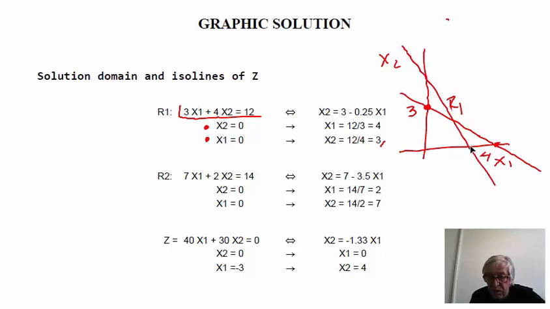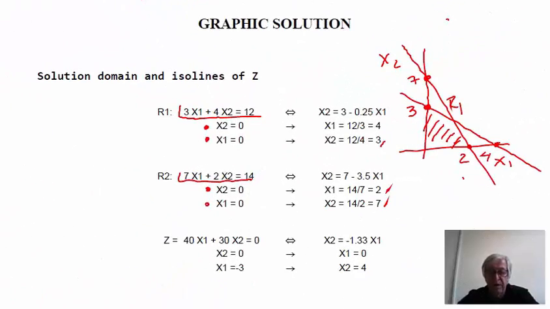So we need to identify these points here, this one and this one. So this is what we do here. So the boundary of restriction 2, the horizontal intersection is obtained with this condition. That is, we get 2. Okay, here, and the vertical intersection, we consider x1 equal to 0, and we get 7. So this is 7. Okay, so this is the solution domain.